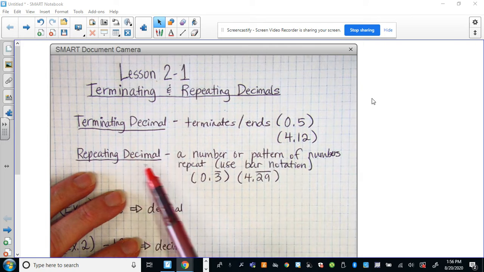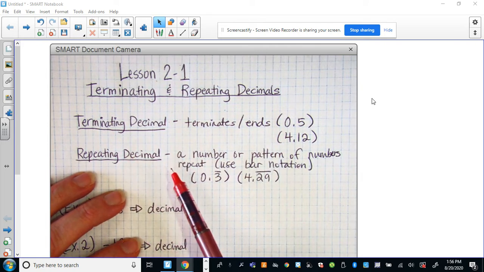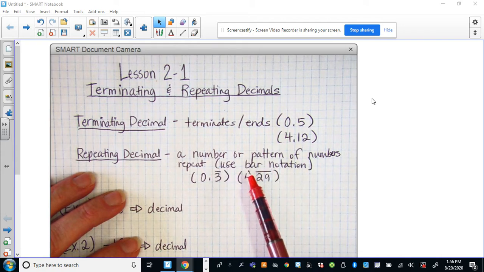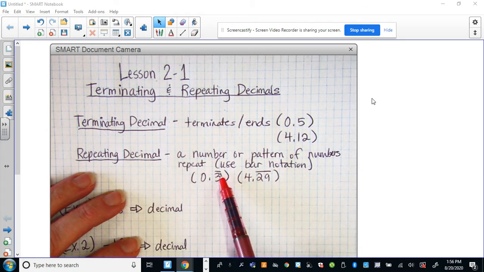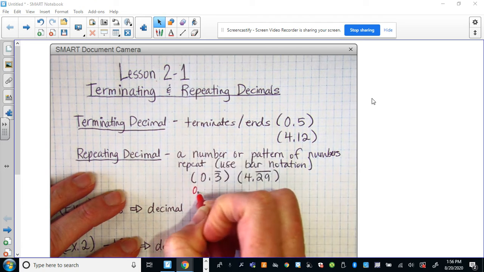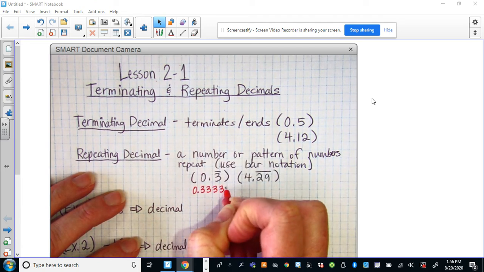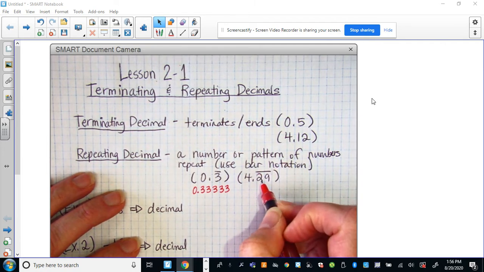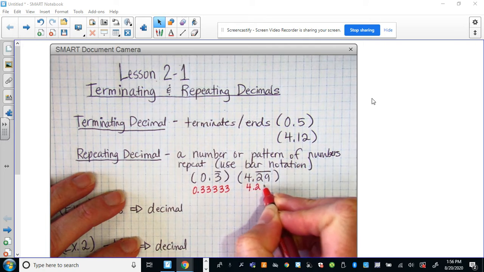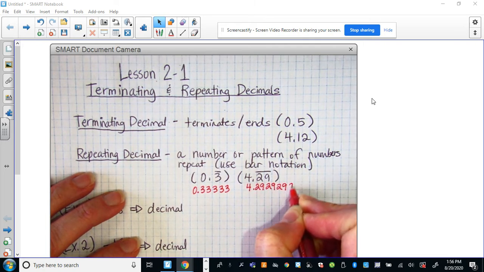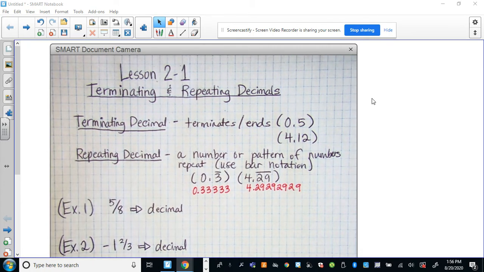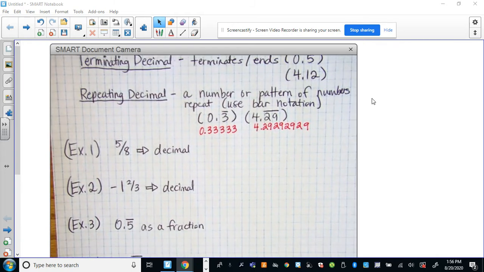Then we have repeating decimals, which is what we're going to be working with a little bit extra today. And that's when you have a number or a pattern of numbers that repeats. And you use something called bar notation. I think you've seen this before. But whenever you have a bar over the 3, that means that if you were to rewrite this, it would be 3s forever. Same thing here. We have the bar over the 2 and the 9. So if we were going to rewrite that, we would repeat the 29 over and over and over again. So those are your examples with the definitions.